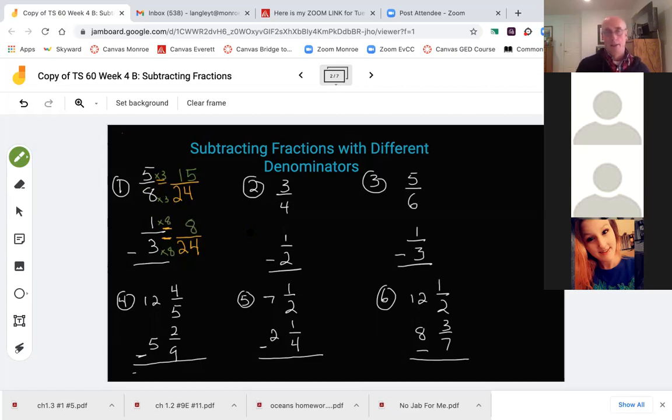All right, now I'm subtracting here, so I'm looking at my same denominator. I am ready to subtract. So what I'm going to do is just go ahead and subtract, bring down my 24. 8 from 15 is 7. There's my answer, 7 over 24, okay? That's a 4 there. All right, I'm going to give you a moment to copy that, and then we'll go into the next one.